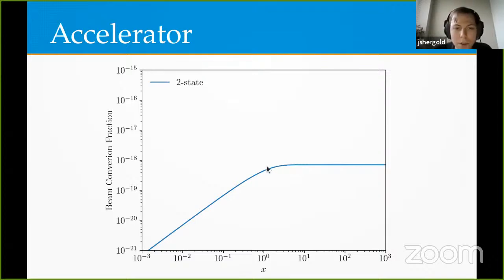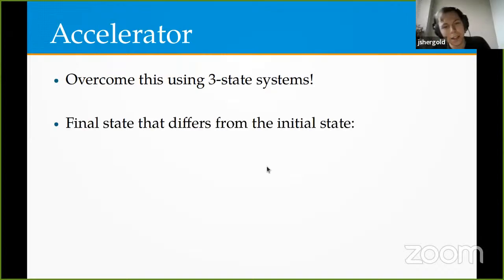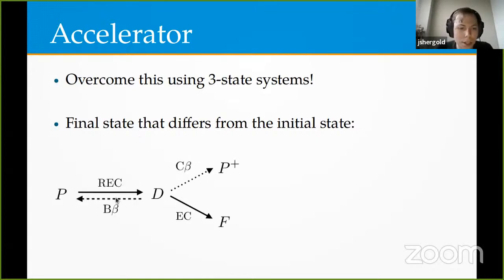So how can we overcome this? It turns out that there are three-state systems. We found these by accident, and they're very, very nice. A three-state system has a final state that differs from the initial state, and it looks a bit something like this. Take the resonant electron capture process. Now our daughter state can bound beta decay back to the parent state or continuously beta decay to the P+ state, same as it could before.